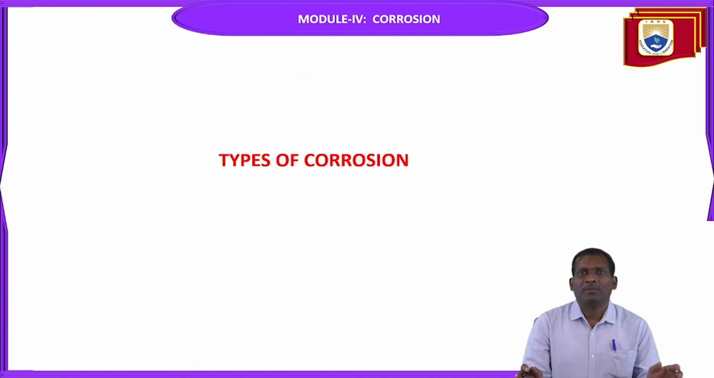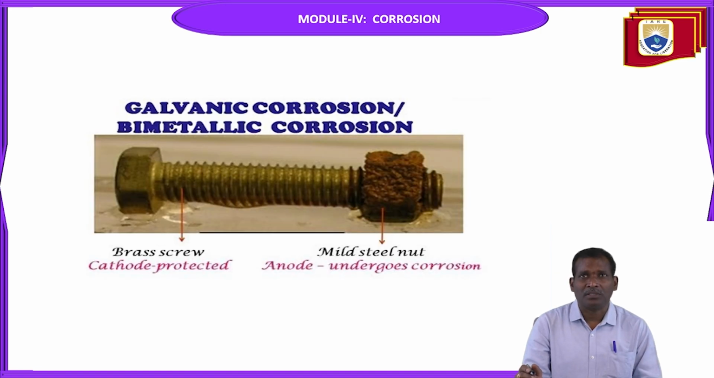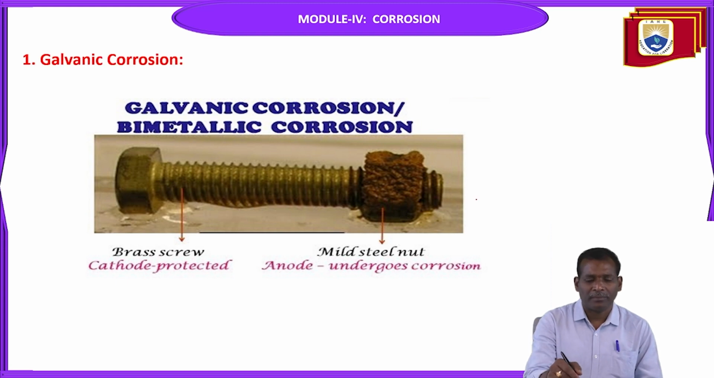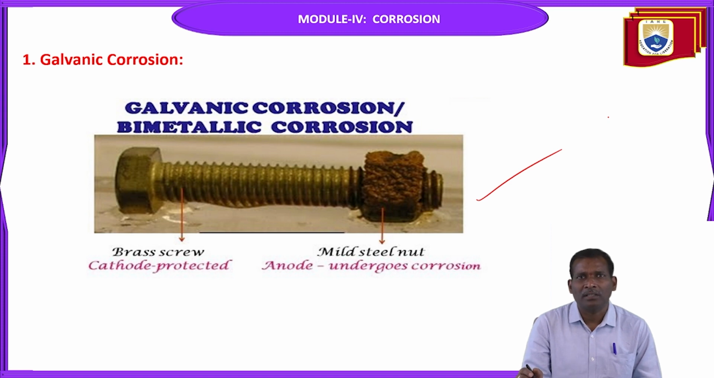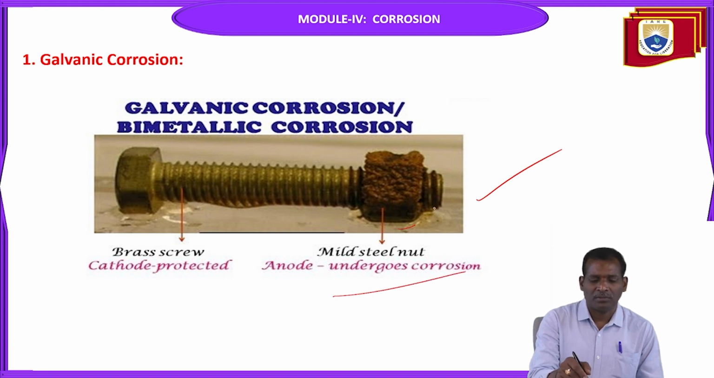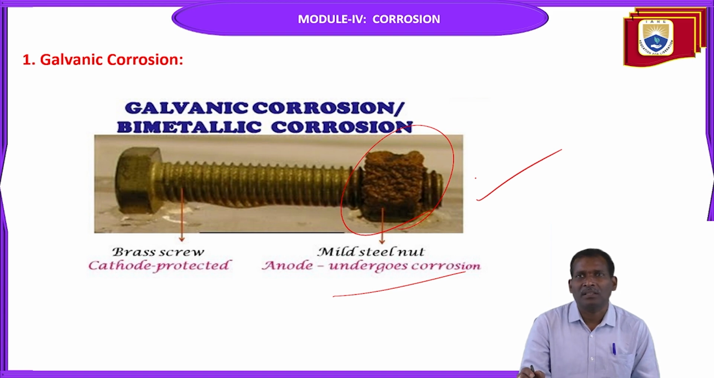Next, coming to the types of corrosion. Up to now, we have seen the theories of corrosion, and now the types of corrosion. Different types of corrosion are there. The first one is galvanic corrosion. In the diagram shown here, the bolt and nut: the brass screw, the cathode, is protected, and the mild steel nut, the anode, undergoes corrosion. You can see the rusting of the metal, the nut.